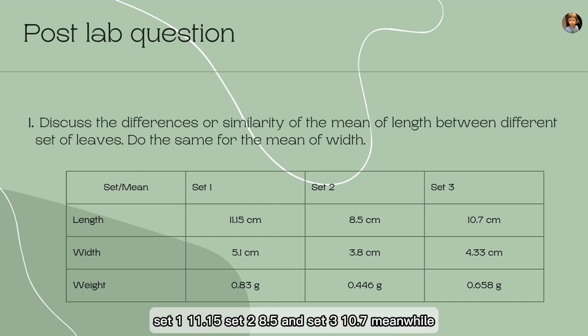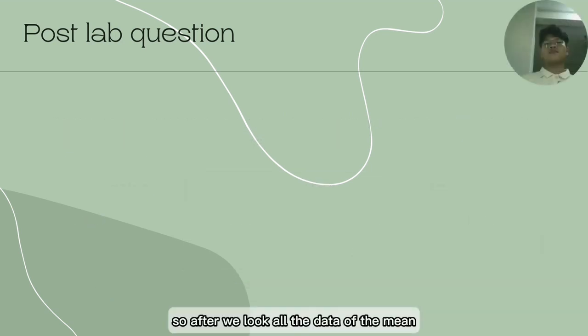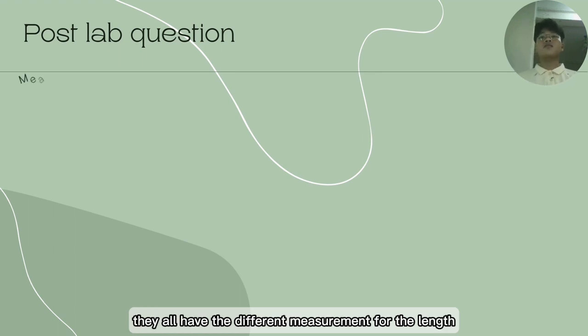For the length, set 1 has 11.15, set 2 has 8.5, and set 3 has 10.7. Meanwhile, for the width, set 1 has 5.1, 3.8 for set 2, and 4.33 for set 3. And for the weight, set 1 has 0.83, 0.446 for set 2, and 0.658 for set 3. So, after we look at all the mean data, they all have different measurements.